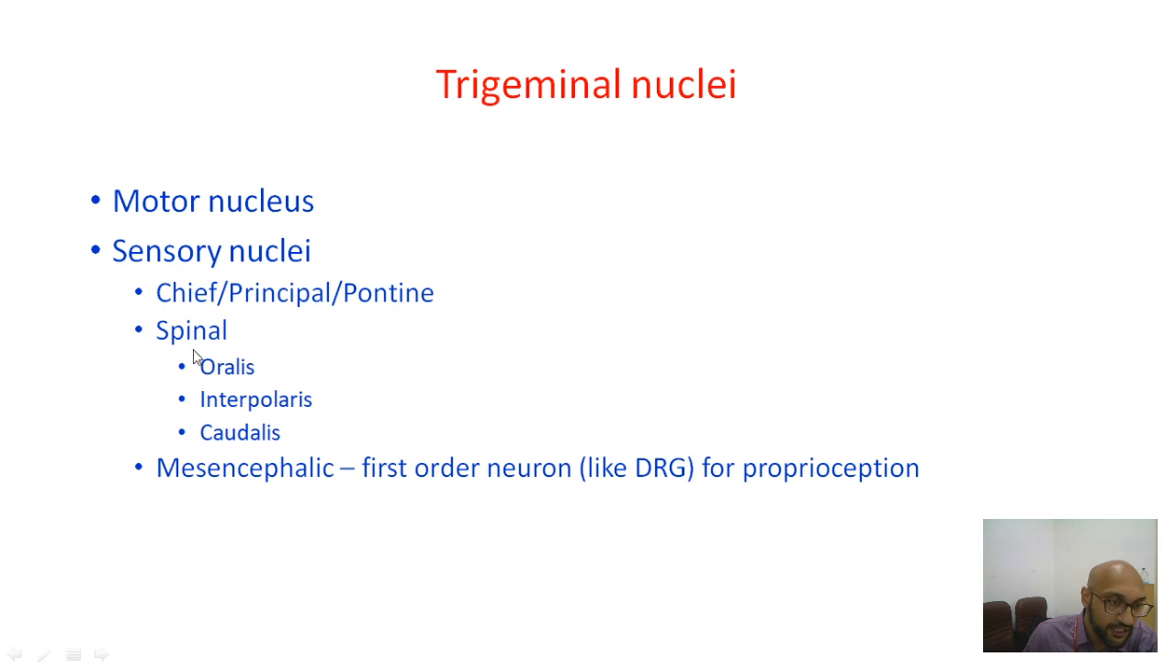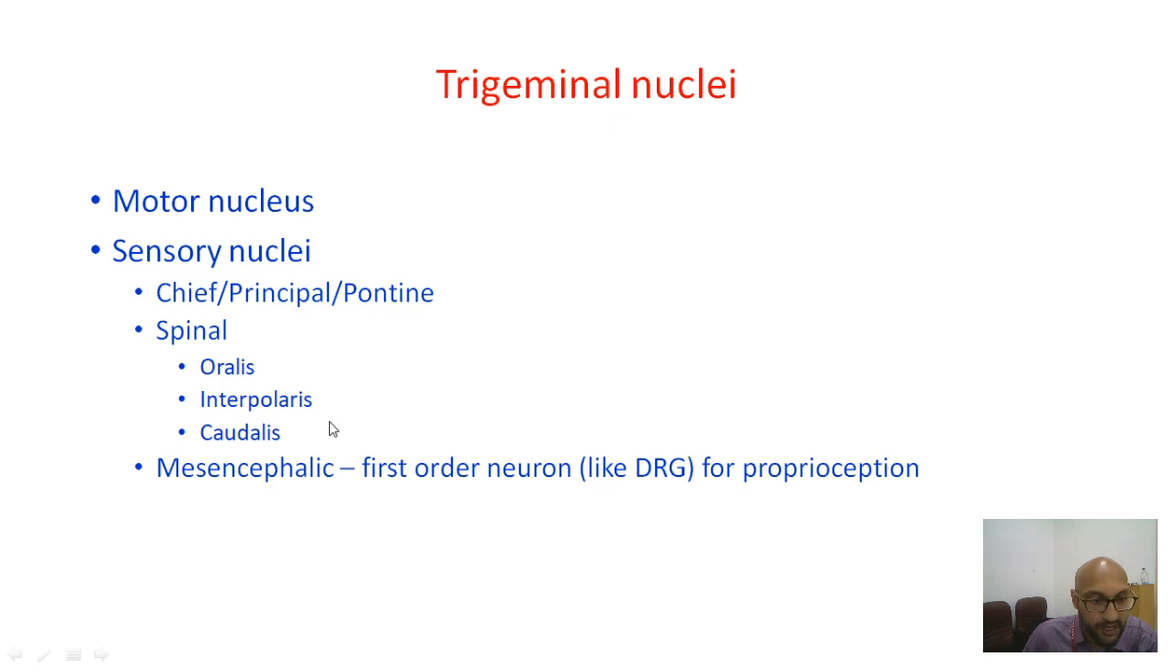Then you have the spinal nucleus, which has got 3 subparts, and it extends right from the mid-pontine level to the level of C2, cervical 2 spinal segment. And we also have a mesencephalic component of the sensory nucleus, which is found in the midbrain. But unlike the other sensory neurons, this is actually a first order neuron, which is very similar to what the dorsal root ganglion is for the spinal nerves, and this is meant for proprioception.